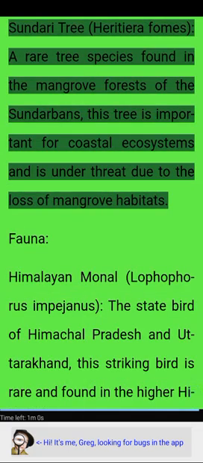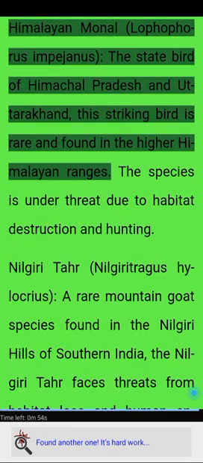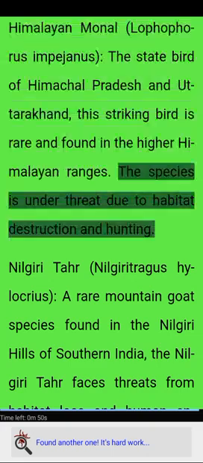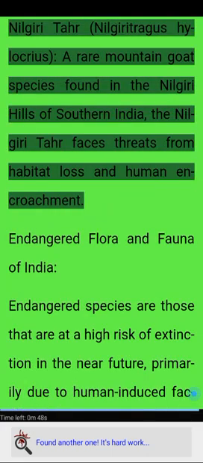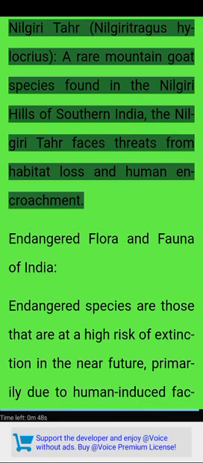Sundari tree, Heritiera fomes, a rare tree species found in the mangrove forests of the Sundarbans. This tree is important for coastal ecosystems and is under threat due to the loss of mangrove habitats. Fauna. Himalayan monal, Lophophorus impejanus. The state bird of Himachal Pradesh and Uttarakhand. This striking bird is rare and found in the higher Himalayan ranges. The species is under threat due to habitat destruction and hunting. Nilgiri tahr, Nilgiritragus hylocrius, a rare mountain goat species found in the Nilgiri hills of southern India. The Nilgiri tahr faces threats from habitat loss and human encroachment.